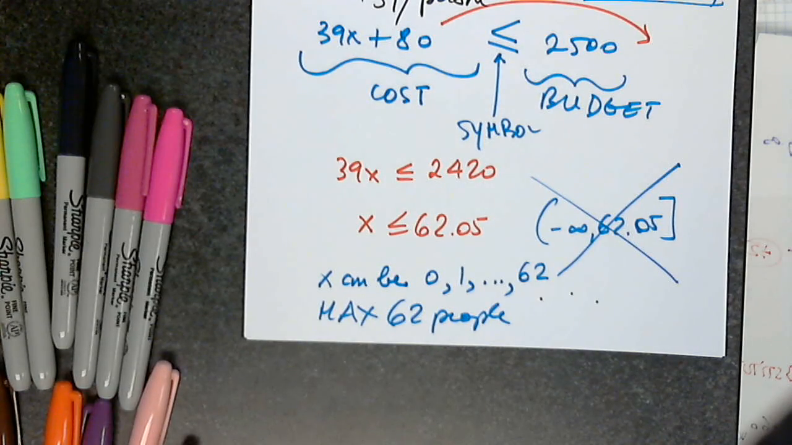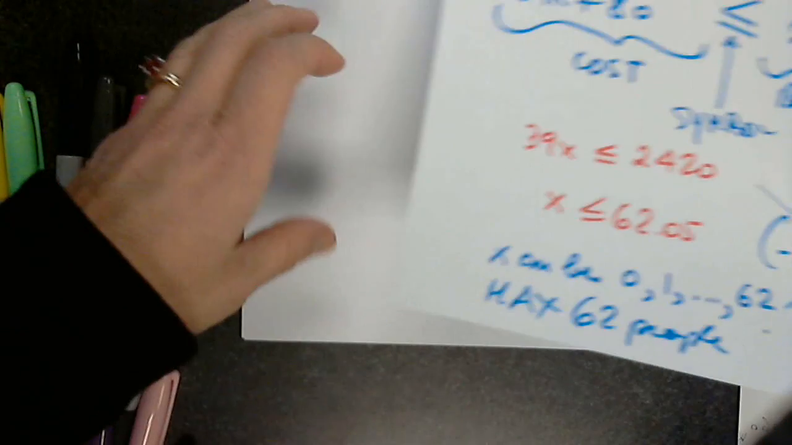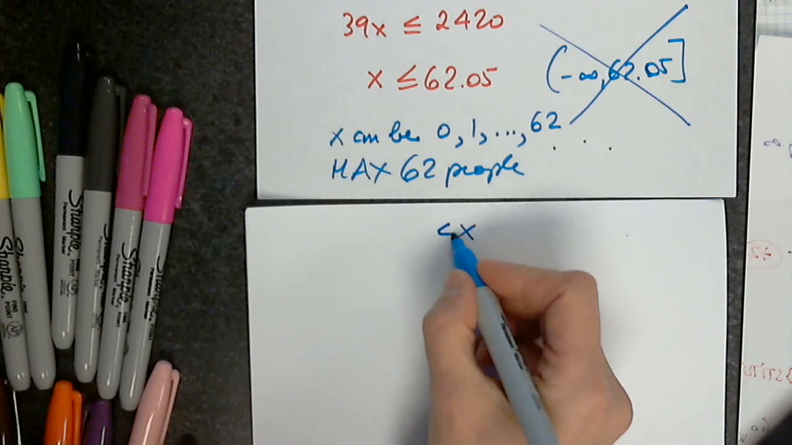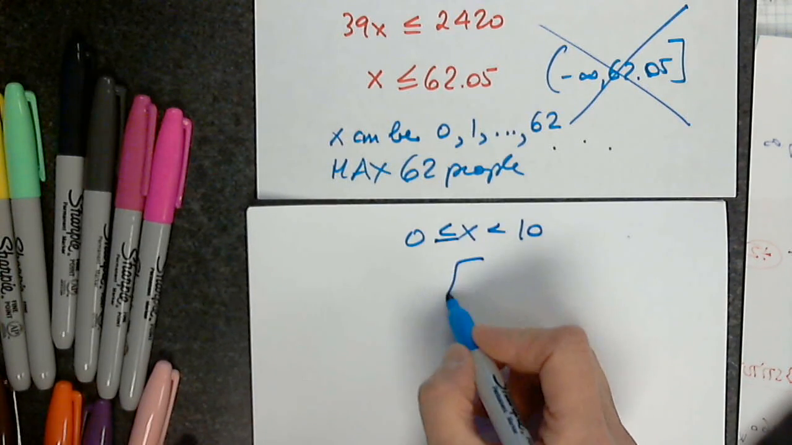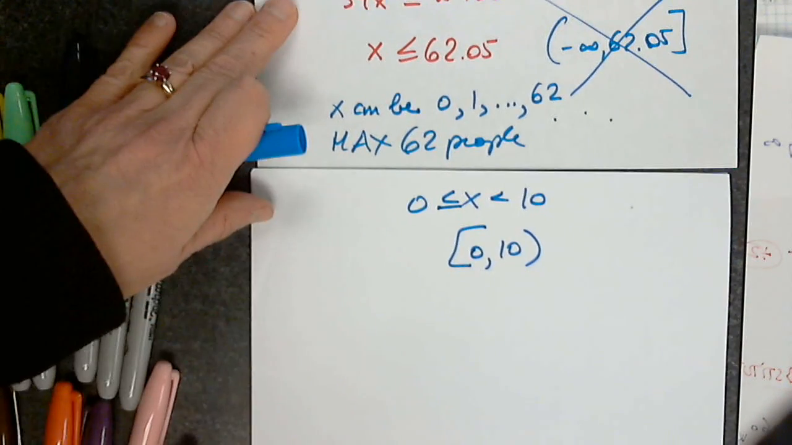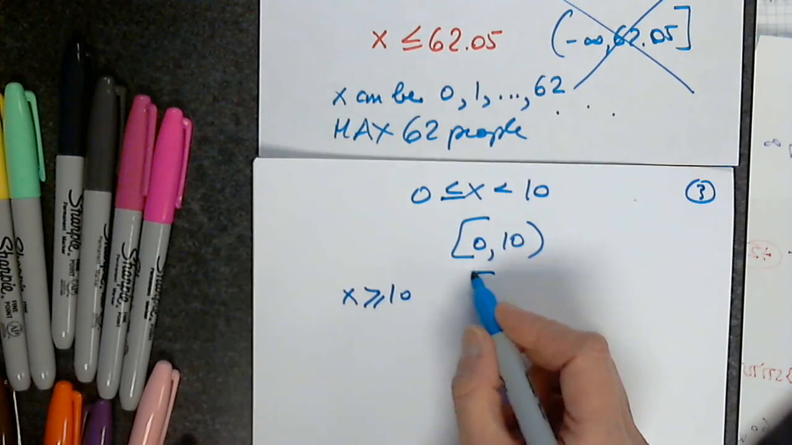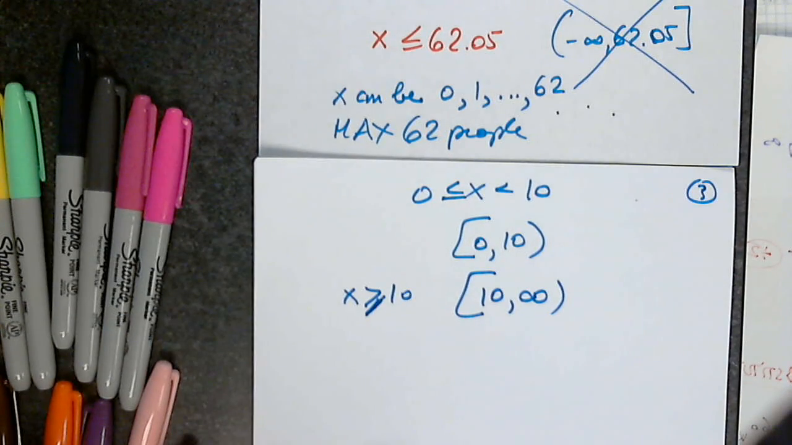Now, it depends whether the equal symbol is there or not. I will use a bracket if the equal symbol is there, and I will not use a bracket if the equal symbol is not there. So, for example, something like this will translate into a bracket here, but a parenthesis at 10. If I have x greater than or equal to 10, then I will start at 10 with a bracket because of the equal symbol, to infinity. All numbers greater than or equal to 10 start at 10 and go to infinity.